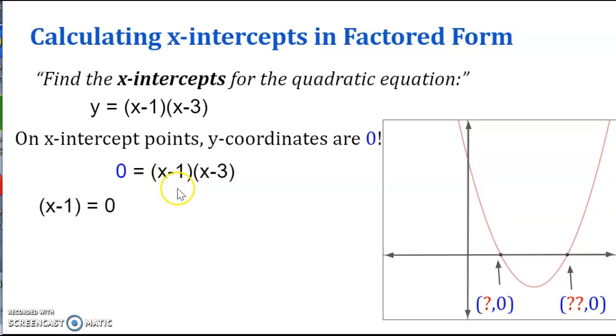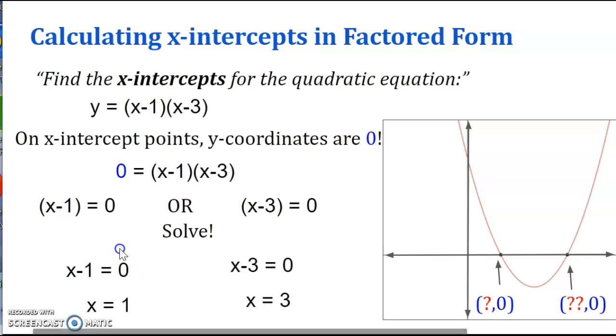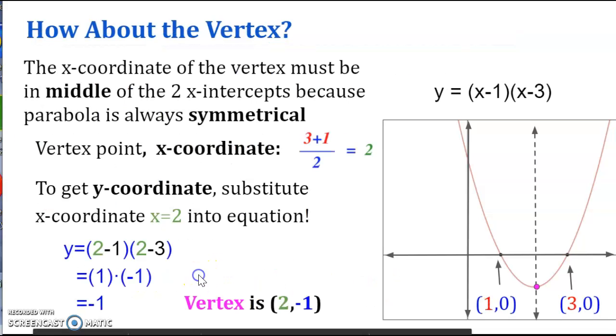And then from here, using the zero product property, I can separate the two factors and set them each equal to 0, because the only way I can get two factors to multiply to 0 is if either one or both are equal to 0. So then from here, I solve and get my two x-intercepts.